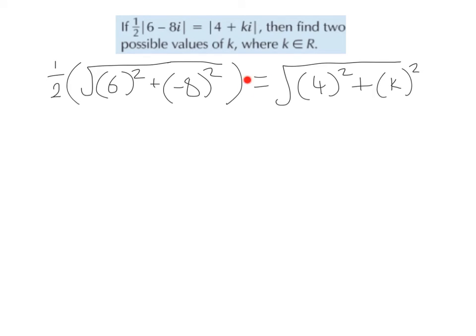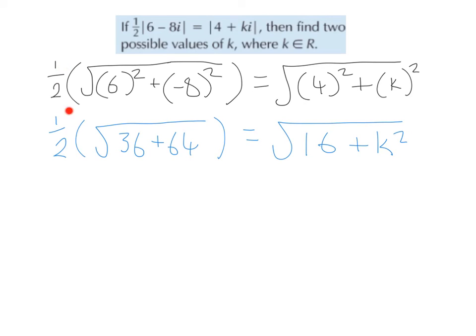This is equal to the modulus of 4 plus ki. So again, we use our formula, the square root of a squared plus b squared, where the a is the real part and the b is the imaginary part. In this complex number, the real part is 4, so 4 goes into the first bracket, and k is the imaginary part, so k goes into the second bracket. So all we have to do is multiply out the half, work out what's inside the brackets, and simplify this as much as we can. We're going to leave it in terms of k initially, and then we're going to solve to get the k on its own.